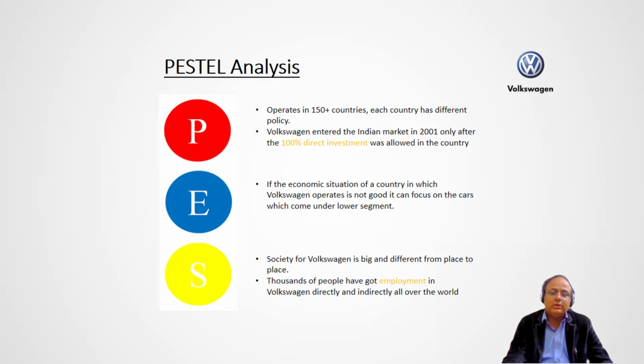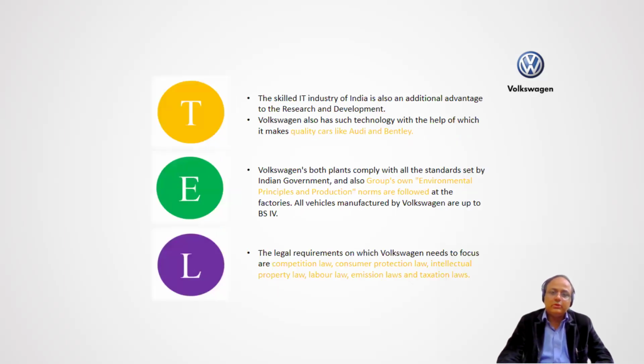For social concerns, Volkswagen is big and different from place to place. Thousands of people have got employment in Volkswagen directly and indirectly all over the world. Likewise, if we talk about technological advancement, there is the skilled IT industry of India, and Volkswagen has such technology with the help of which it makes quality cars. The ecological environment and the legal environment are also being followed in different forms by the Volkswagen Group.